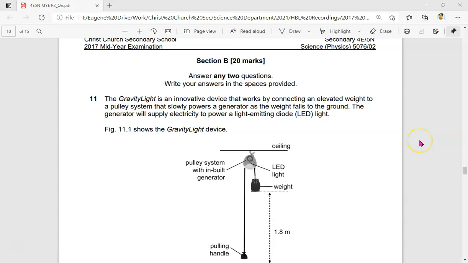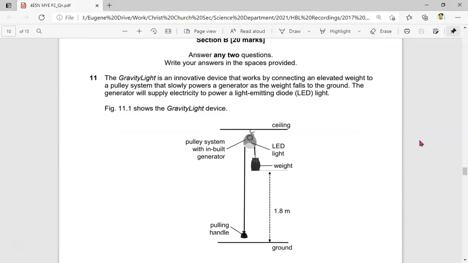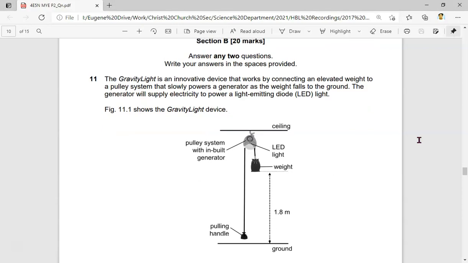Okay, so we're going to go through this 2017 Christchurch Media paper, section B now. So let's look at the first question. Gravity light is an innovative device that works by connecting an elevated weight to a pulley system that slowly powers a generator as the weight falls. So as the weight comes down, this pulley system with a built-in generator will cause the light to light up. The generator will supply electricity to power an LED light. So this is called the gravity light device.